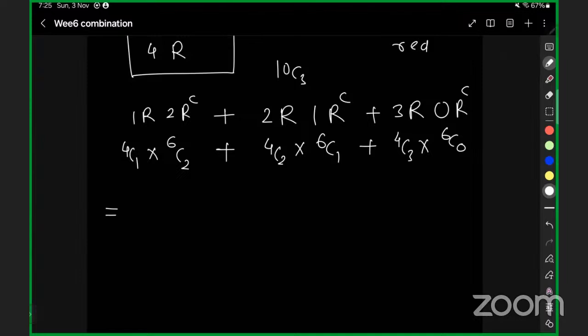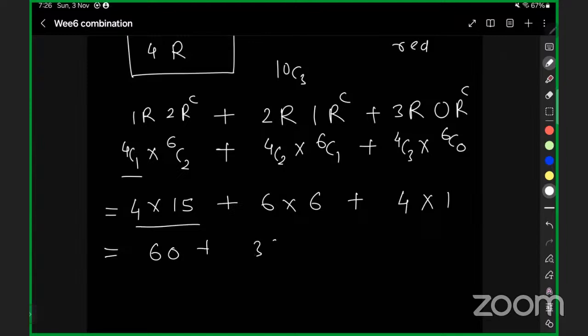Okay, so what is this? 4C1 is 4. 6C2 is (6 into 5) by 2 factorial, which is 15. 4C2 is going to be 6, so 6 into 6, plus 4C3, which is 4 into 1. So if I do this, then 15 fours are 60, plus 36, plus 4, and that will give me 100.